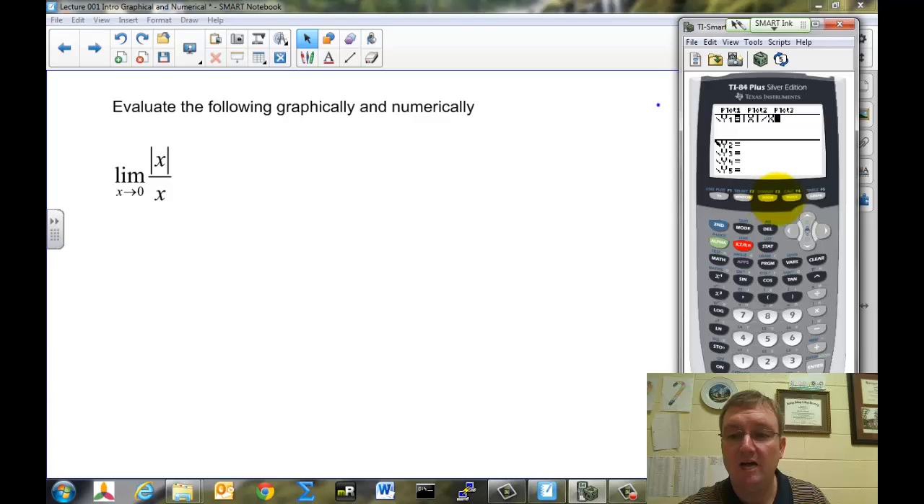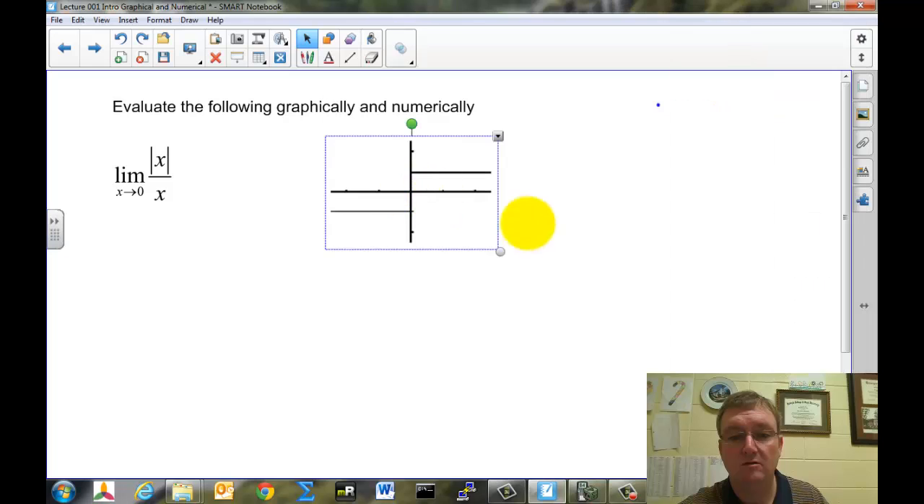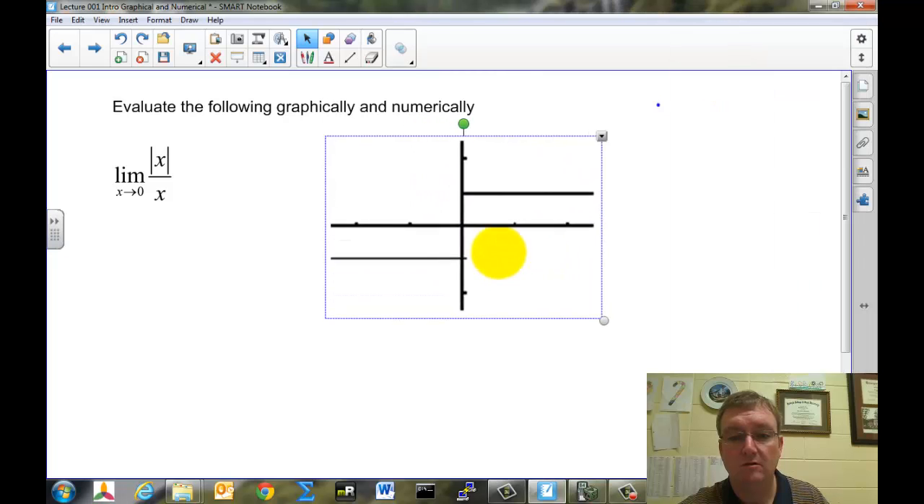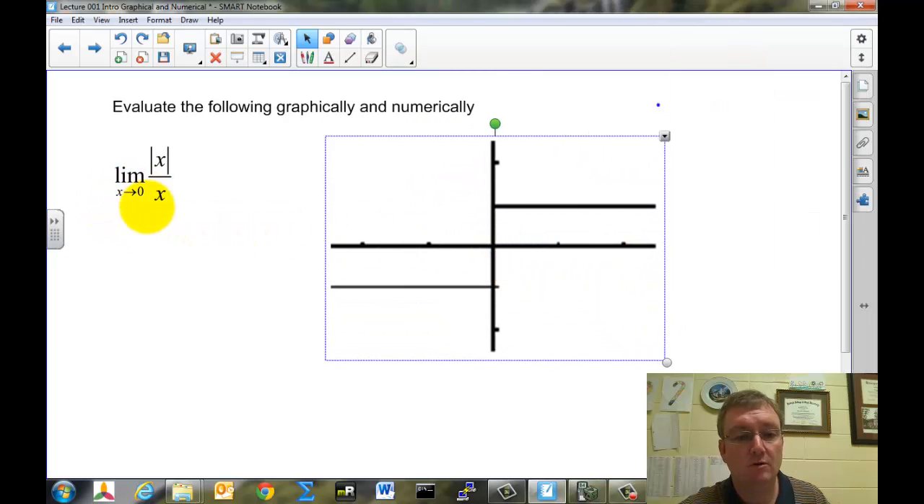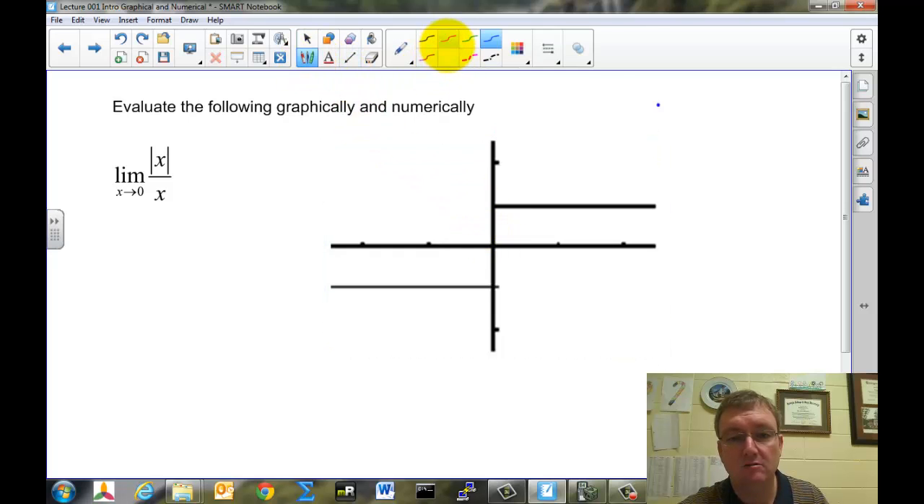So now I have my function. Let's look at a graph of this to begin with. And there's our graph. And remember, we're wanting to evaluate the limit as x approaches 0. Well, here's x equals 0, right here in the middle. So we're worrying about that number. We're trying to figure out what's happening right here, okay?